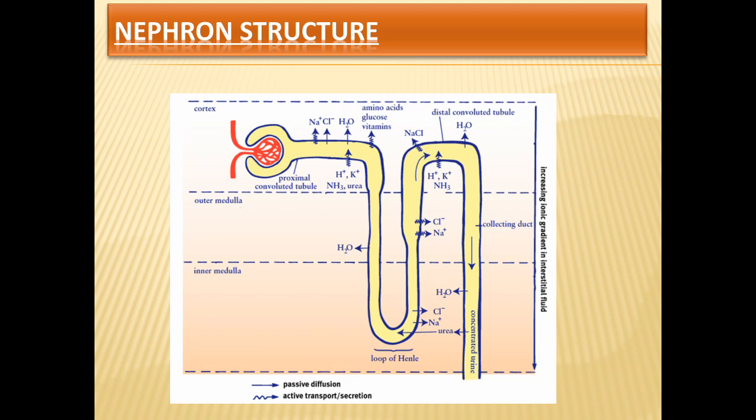Next, the filtrate passes into the loop of Henle. The loop of Henle has a role in reabsorption of important solutes: 25% of the sodium chloride, 25% of the calcium, 20% of the potassium, and 60% of the magnesium get reabsorbed in the loop of Henle. But the loop of Henle has a major role in concentrating urine due to the presence of special ion channels that pump out ions like sodium and chloride, because the ascending loop of Henle has no water channel for water to move out, while the descending limb has channels in its wall that allow water to move out.